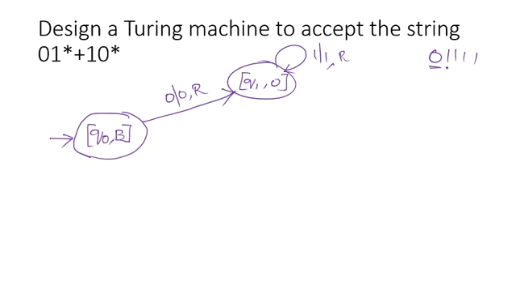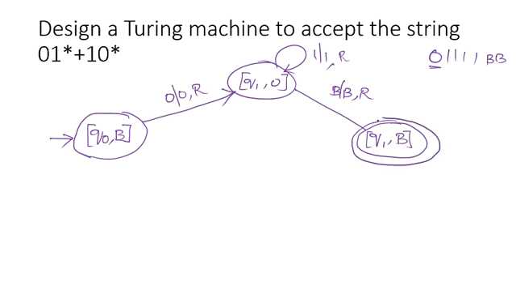Now, after reading all the ones, when it encounters the blank symbol, then if it is blank of blank, no update, we'll go to the right. Then we'll enter into the final state. We'll take it as q1 comma blank symbol. So this will be considered as our final state. So now this Turing machine has accepted the strings that start with 0 and are followed by 1s.